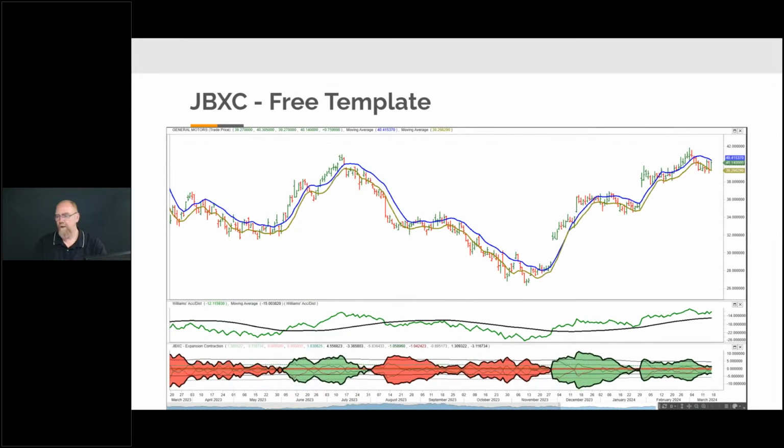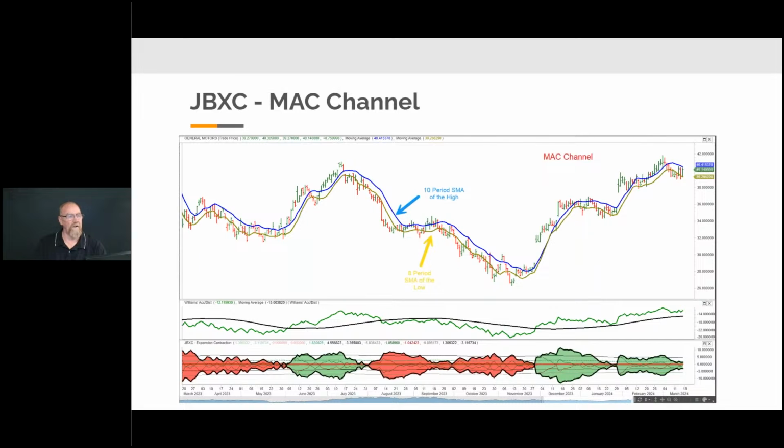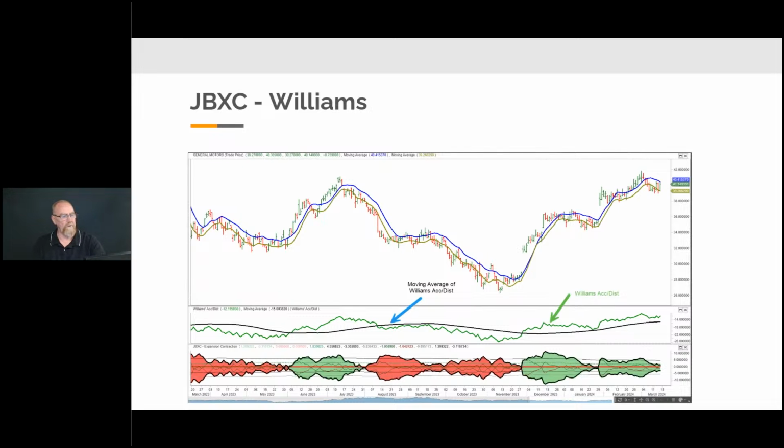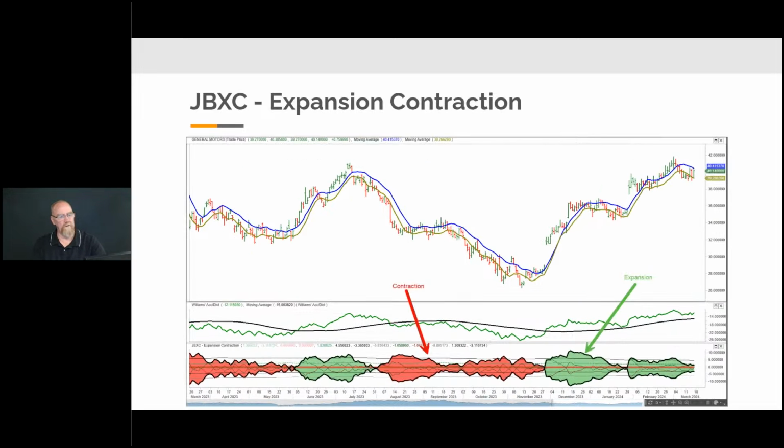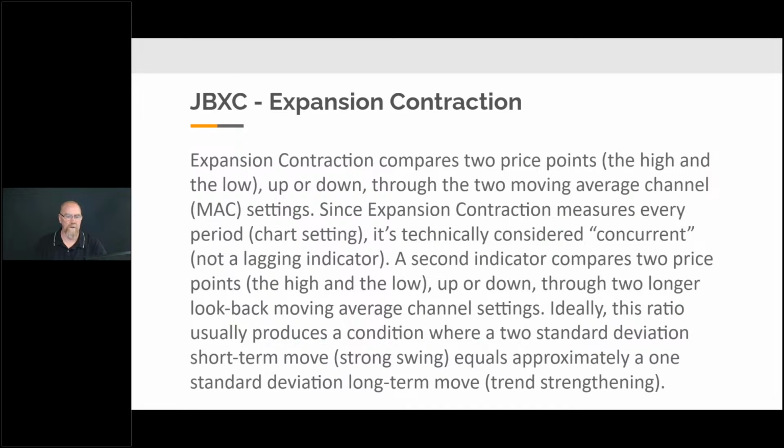Oh, here's the template. We're going to get some more information about JBXC. I knew it was in this. So this is the MAC channel, which he's talking about. This is for the high and low. And then this is the channel that is created. That's part of the chart, the Williams percent R, as well as the expansion contraction indicator. Now the help system talks about this. There's also a couple of videos on it currently on our YouTube channel.